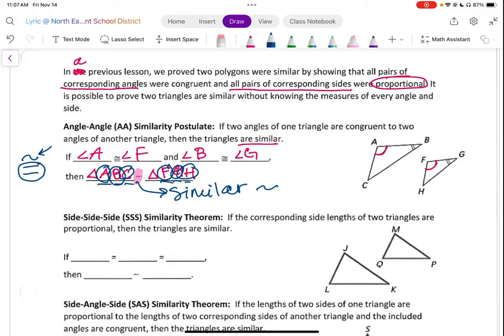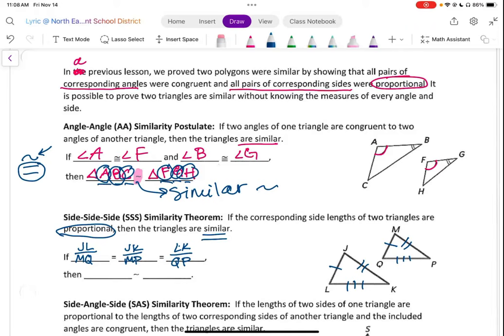Next, we have the side-side-side similarity theorem. This tells us that if the corresponding side lengths of two triangles are proportional, then the triangles are similar. So we can say if JL to MQ is equal to JK to MP, which is equal to LK to QP, then these two triangles are similar.